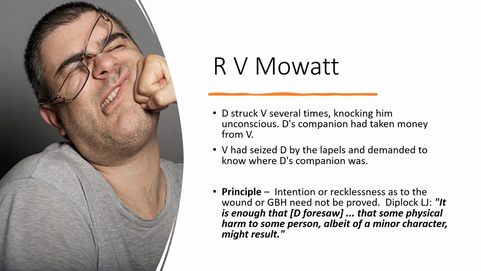In Mowatt, the defendant struck the victim several times, knocking him unconscious. Now the defendant's companion had actually taken money from the victim, and the victim had seized the defendant by the lapels and demanded to know where the defendant's companion was. And the principle here is that intention or recklessness as to the wound or GBH need not be proved. It's enough that the defendant foresaw that some physical harm to some person, albeit of a minor character, might result. So what you might consider, then, is that the intention for this offence is a little bit lower. If you look at this, what we're seeing is some harm, which I suppose technically could be ABH. So the mens rea level is a little bit lower than the harm that actually occurs. So that's a bit of a theme in these offences.